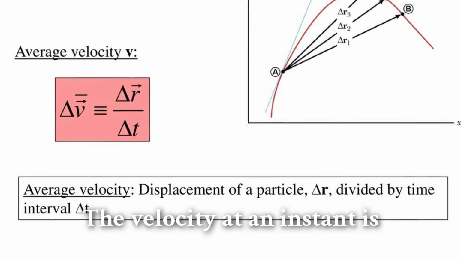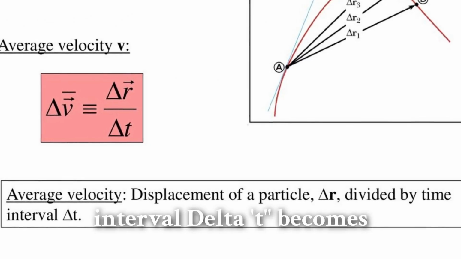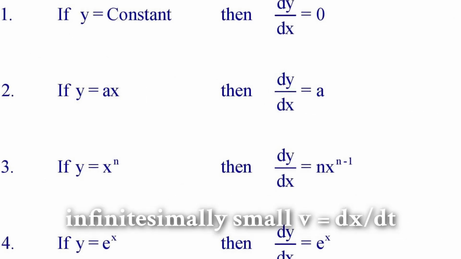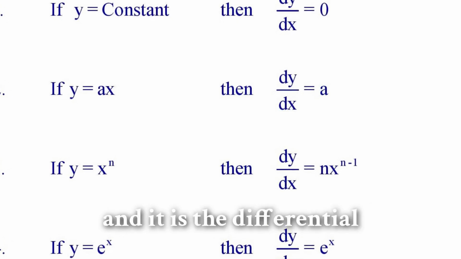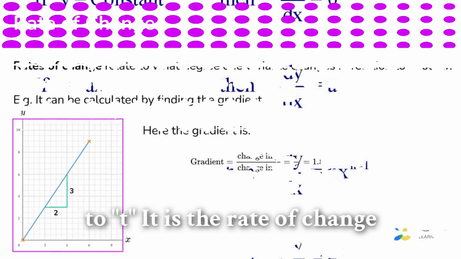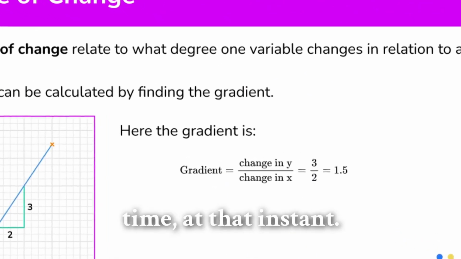The velocity at an instant is defined as the limit of the average velocity as the time interval delta t becomes infinitesimally small. v equals dx/dt, and it is the differential coefficient of x with respect to t. It is the rate of change of position with respect to time at that instant.